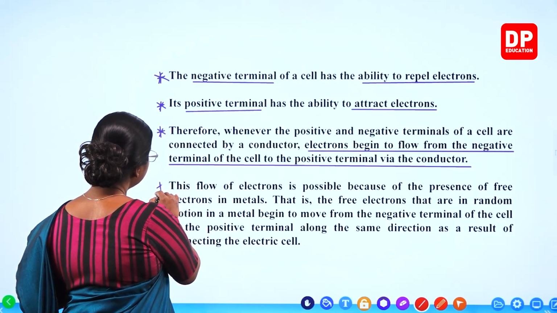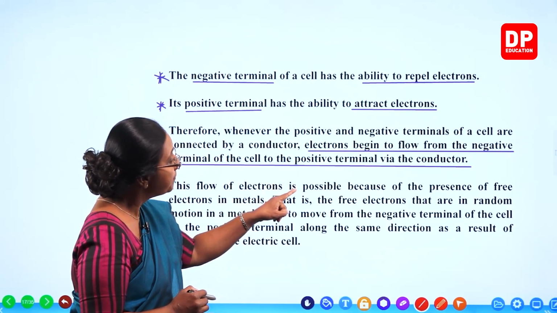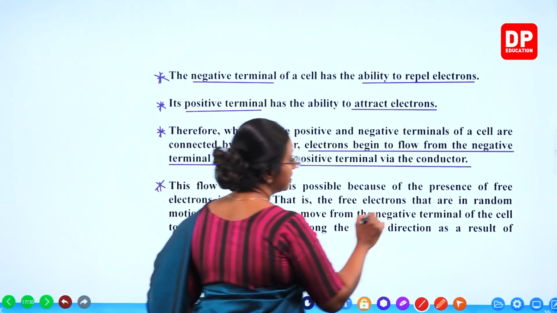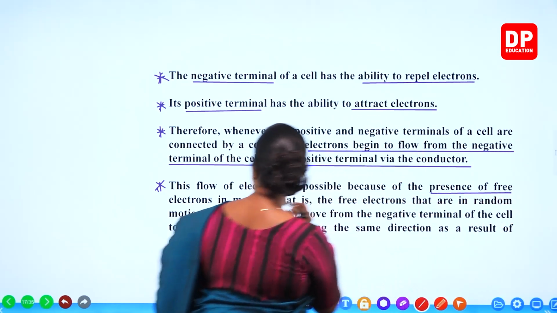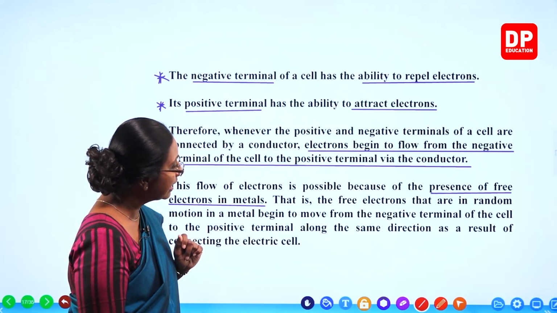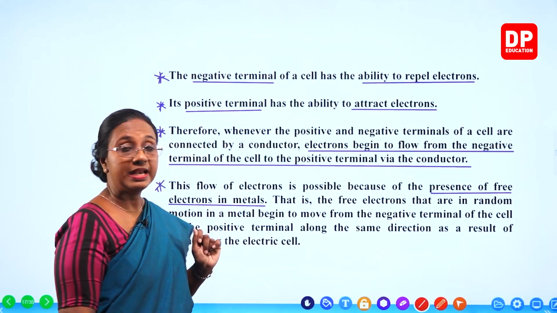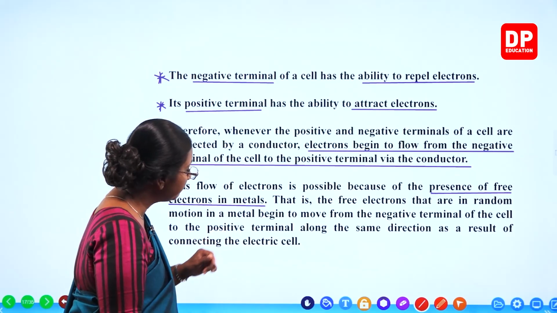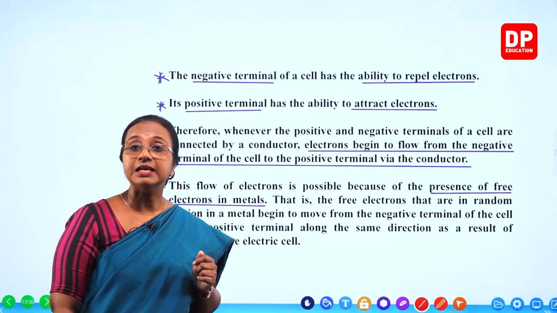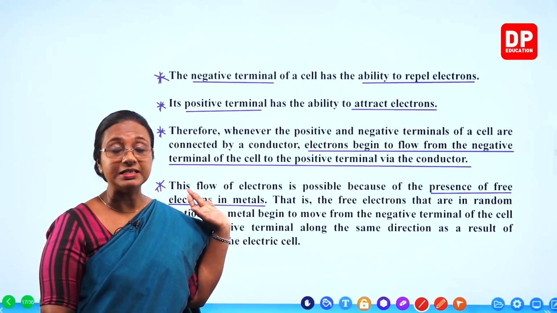Then, this flow of electrons is possible because of the presence of free electrons in metals. That is, the free electrons that are in random motion in a metal begin to move from the negative terminal of the cell to the positive terminal along the same direction as a result of connecting the electric cell. So this is all what I explained to you all with the diagram in the slide.